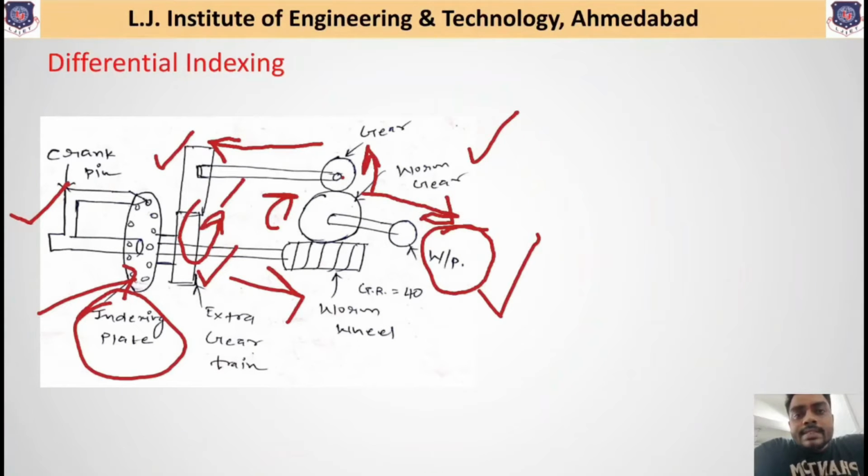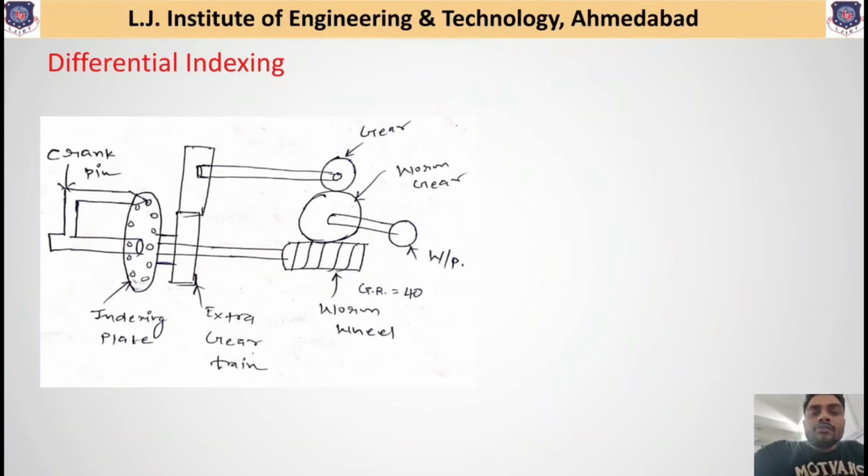So in simple words, we can say the workpiece is rotated by two means: first, by simply rotating the crank pin, which through the arrangement also rotates the workpiece, and second, the other gearing assembly that is also available, which is connected from the worm gear to the indexing plate. This will also enable rotation of the workpiece. And how this rotation will be helpful to obtain any number of gears or any number of divisions on the workpiece, that we will understand.